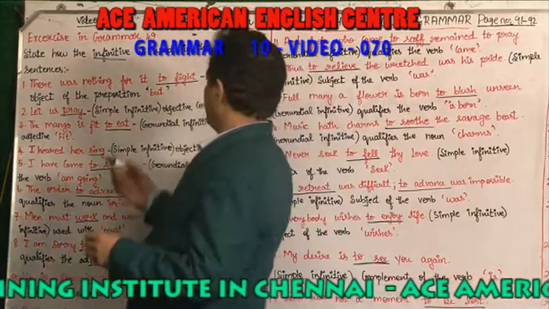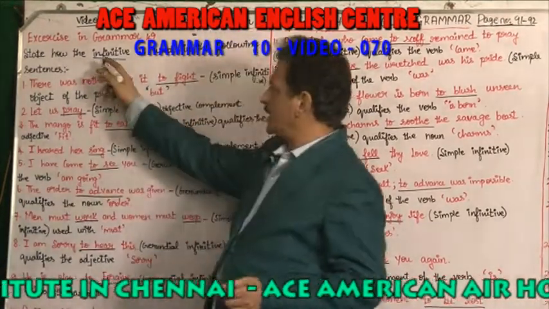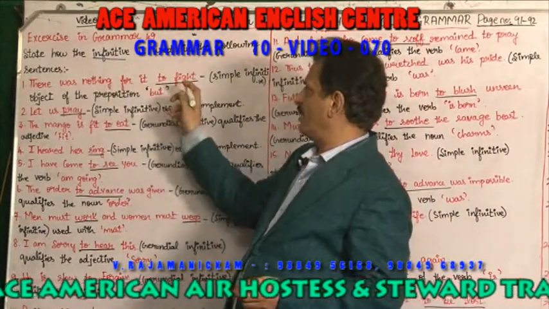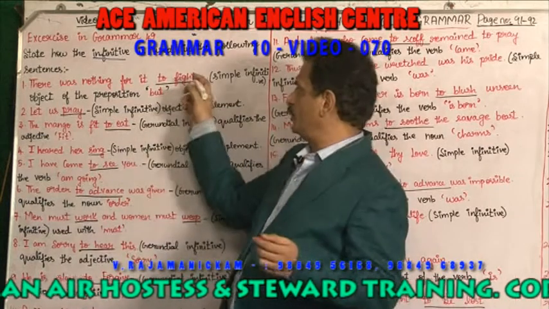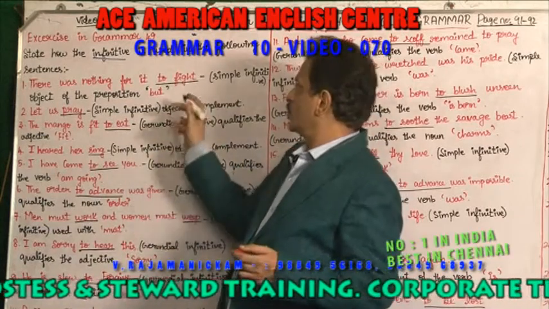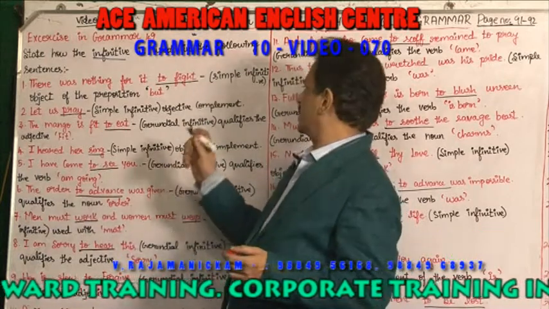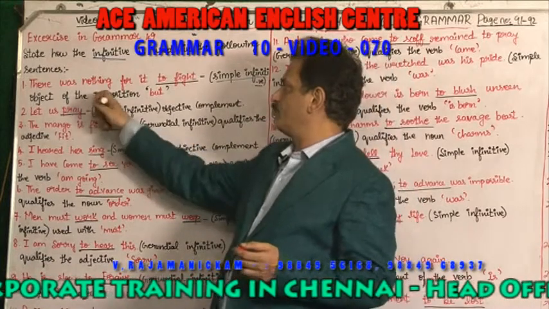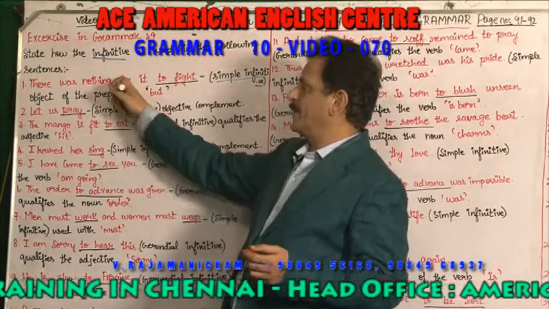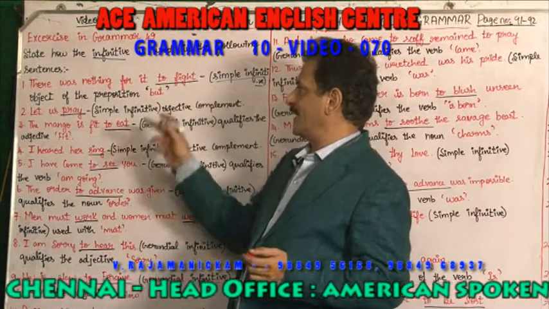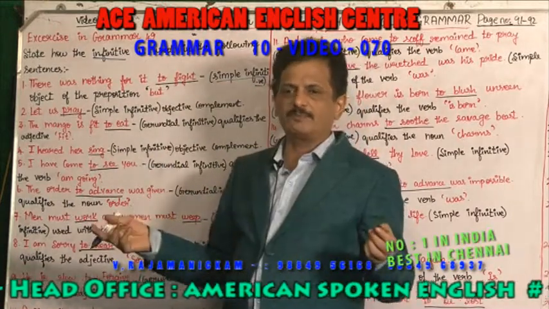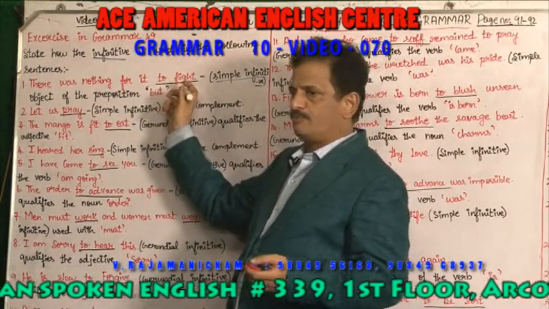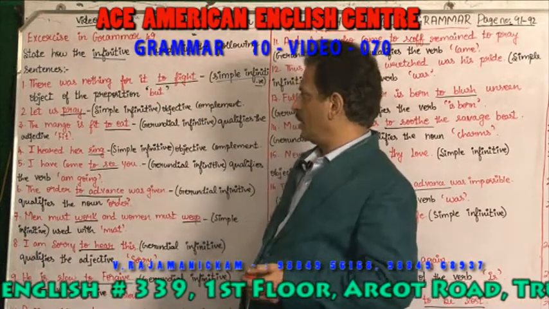See, "There was nothing for it but to fight." State how the infinitive is used in the following sentence: "There was nothing for it but to fight." To fight is the infinitive. So here the infinitive is used as what? This is called a simple infinitive because it is the object of the preposition "but". There was nothing but to fight. "But to fight" means except to fight, nothing else is there. So it is a prepositional object.